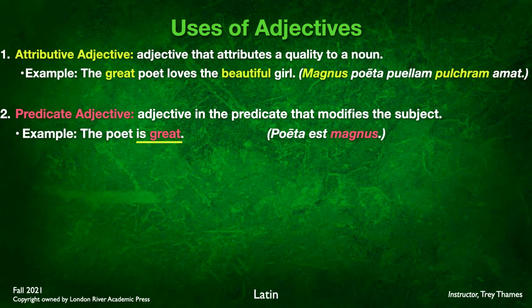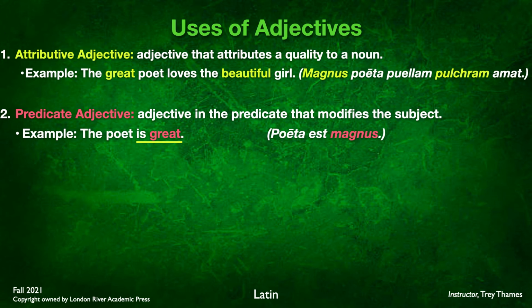Anything from the verb and following in the sentence is considered the predicate. Everything to the left of the verb in an English sentence is considered the subject. So in this simple sentence, the poet is great, the poet is the subject, and is great is the predicate. Here we have the adjective great that is modifying poet, but it's in the predicate. So this is called a predicate adjective.